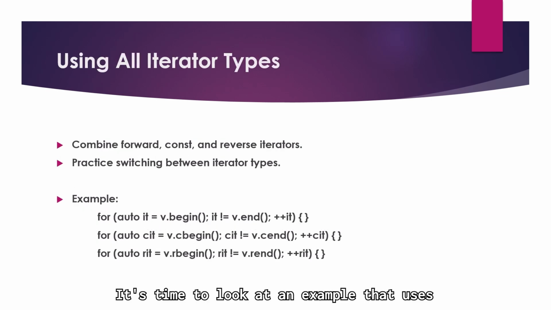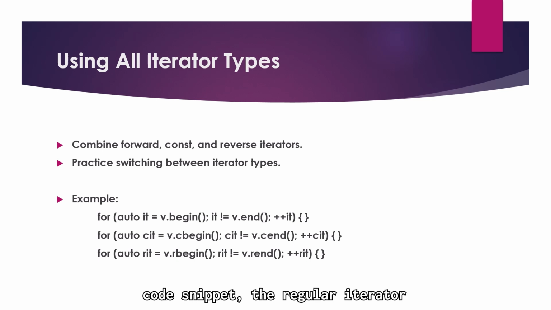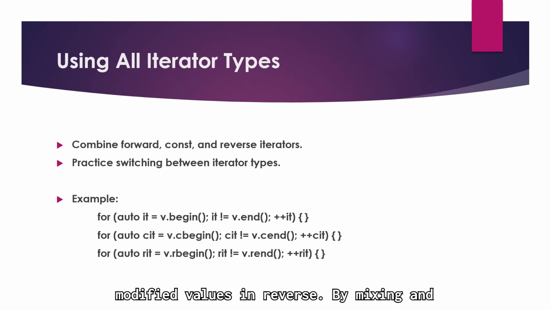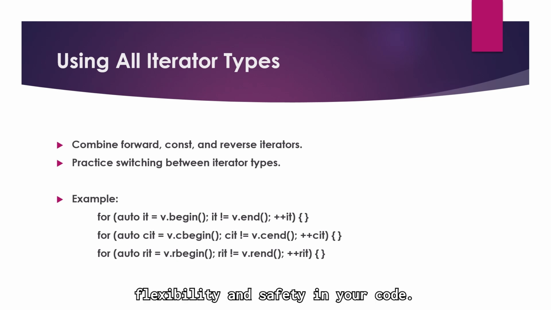It's time to look at an example that uses all 3 major iterator types: the regular, constant, and reverse. In this code snippet, the regular iterator iterates and updates the vector elements. The constant iterator ensures read-only access. The reverse iterator prints the modified values in reverse. By mixing and matching these iterator types based on your requirements, you gain both flexibility and safety in your code.